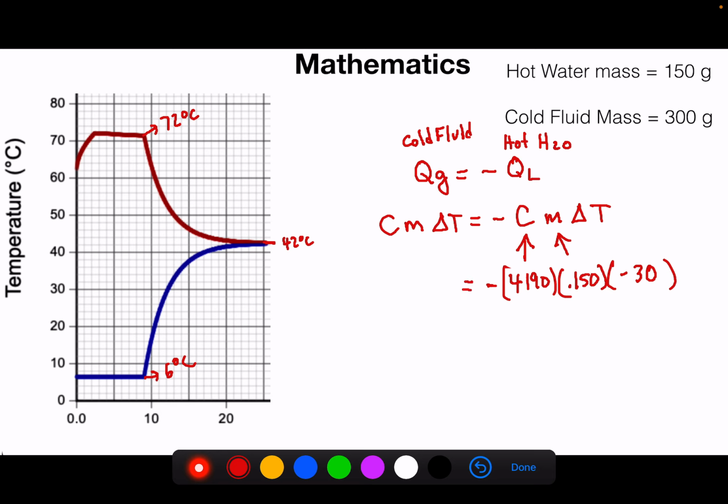For the cold fluid, we again subtract. And we get 36 degrees. We get a mass of 300, and we solve for the specific heat. I'm going to allow you to finish that math on your own, okay, and hopefully you understand how we approached this and how we got our answers.